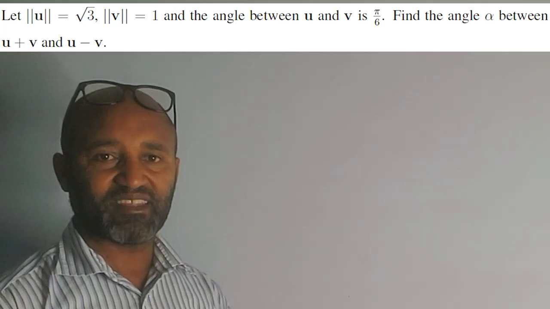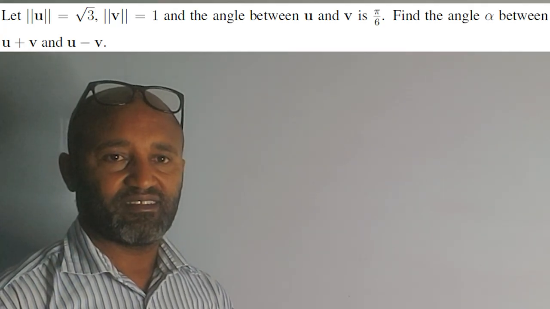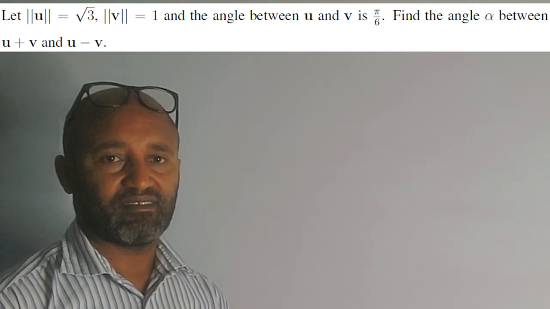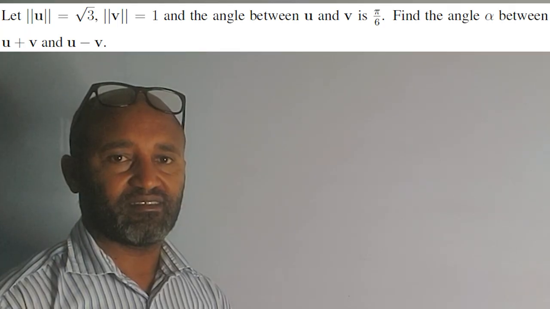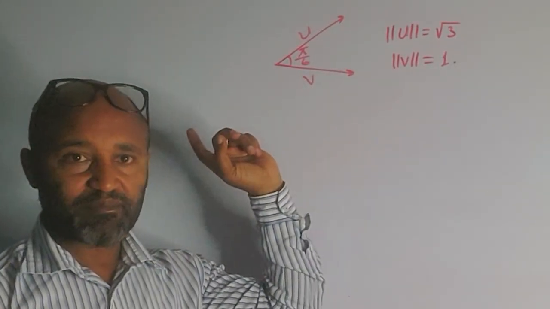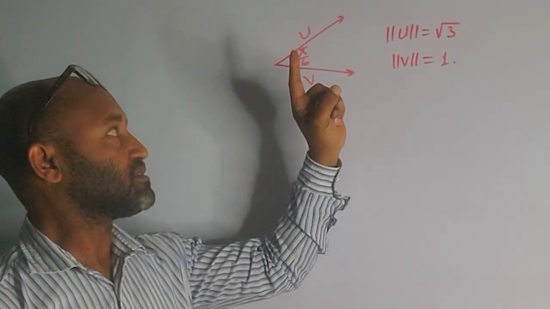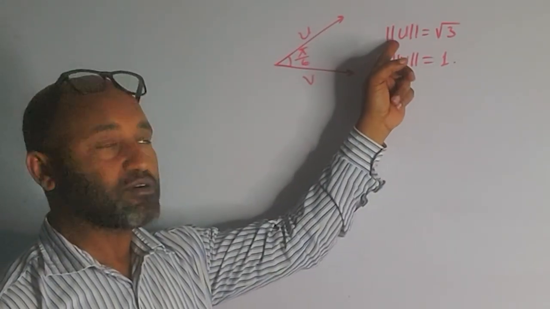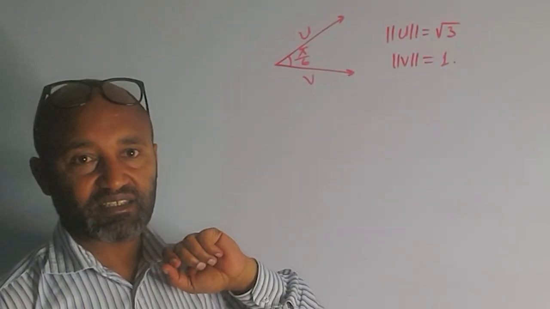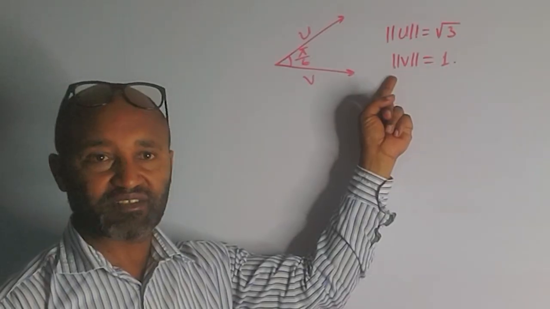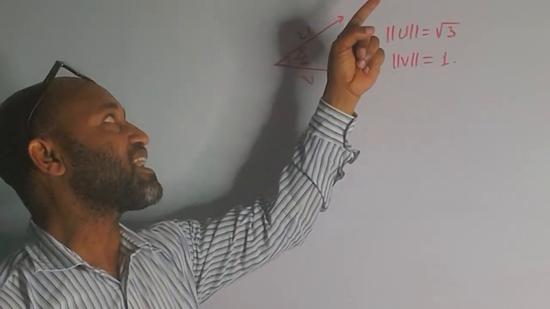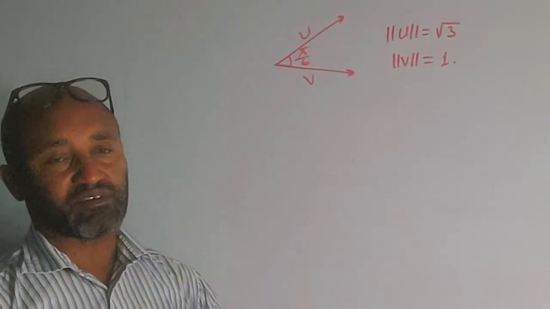Read the problem. As you see the problem, we have given the magnitude of vector u is radical 3 and the magnitude of vector v is 1 and the angle between the two vectors is pi over 6.